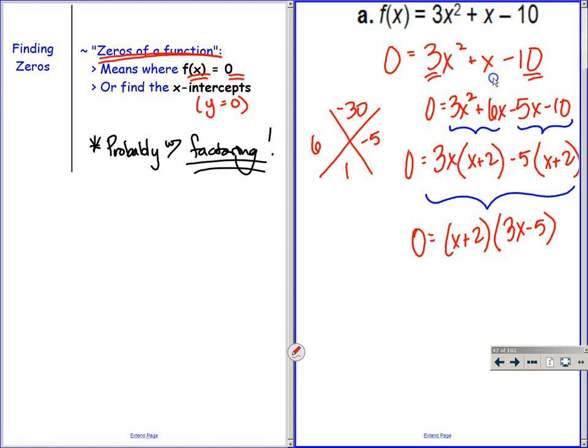I see you, Sophia. Oh, you mean this one could be 0? Or that one could be 0? No. Because if that's 0, anything times 0 is 0. And if that's 0, anything times 0 is 0, right? So therefore, X could be negative 2. Or X could be, don't guess, solve. Add the 5, divide the 3. So what are my zeros?